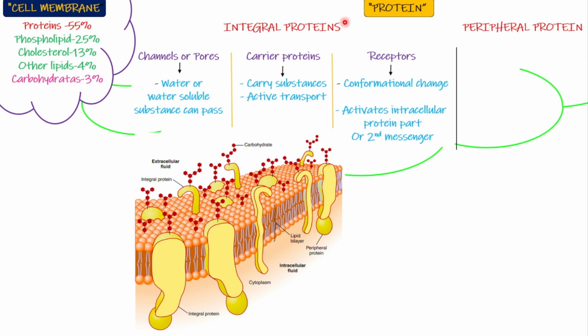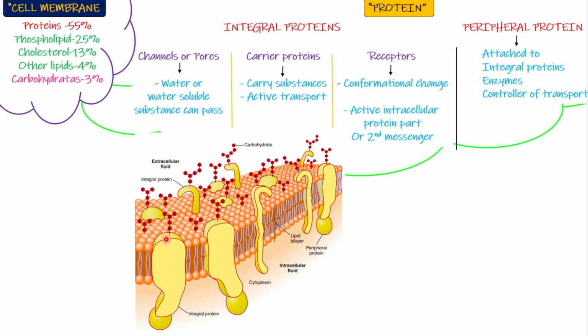Okay, the other one is the peripheral protein. The peripheral proteins are the ones which are inside. Okay, now peripheral proteins are basically attached to the integral proteins on the inside. Now they can act as enzymes, and they also control the transport via the integral proteins. We have discussed earlier that when integral proteins act as receptors, they activate intracellular protein part. Okay, now these peripheral proteins get activated, which are functioning as enzymes.